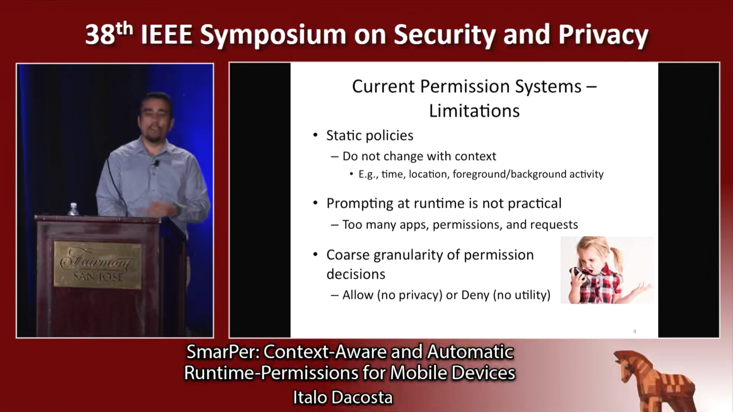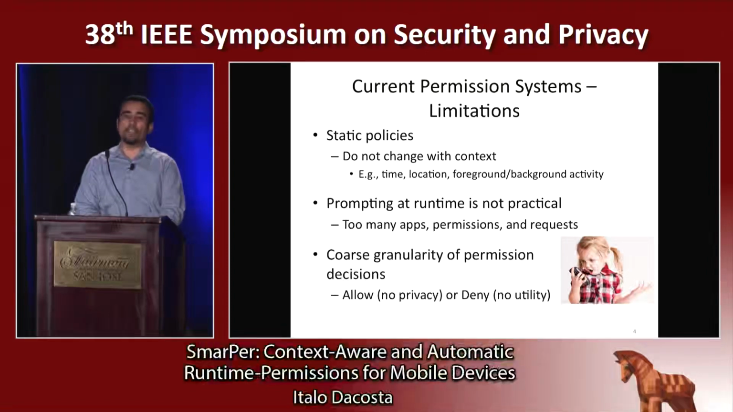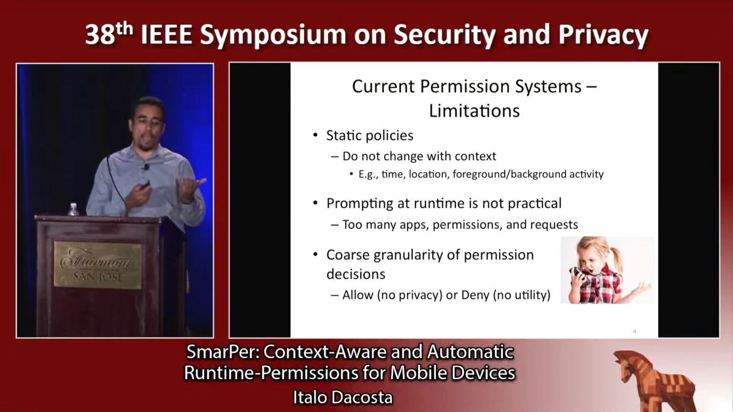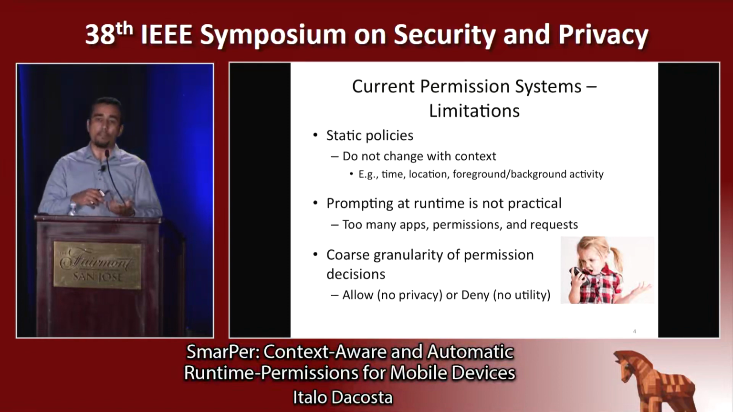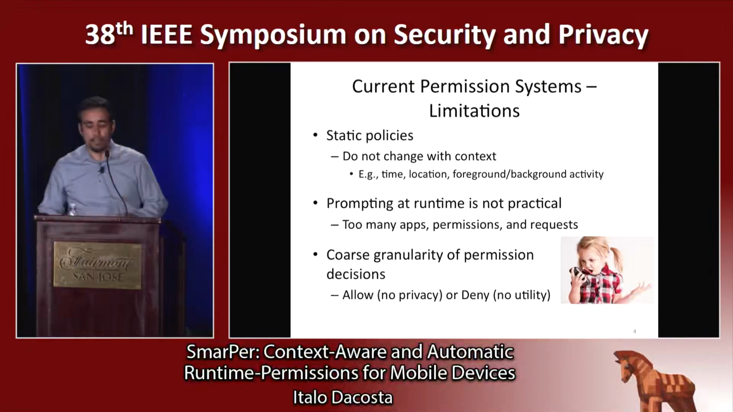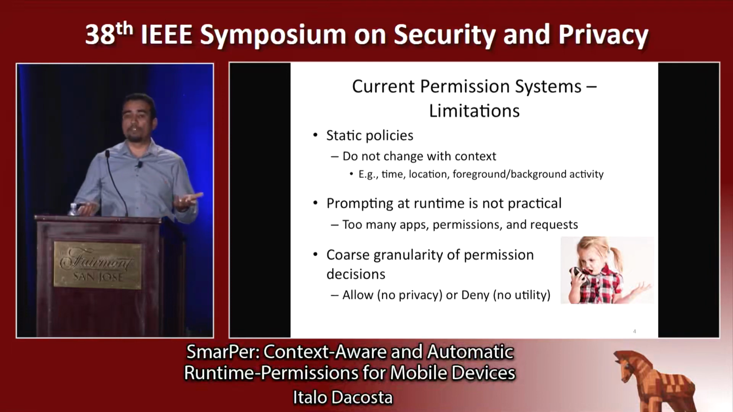And as we know, research has shown that user privacy decisions are context dependent. A user may be willing to share, for example, the location with an app if the user is actively using the app, but may not be willing to share the location if not using the app. This could be solved, for example, if we prompt the user every time there is a request for a sensitive resource, but we know this is not practical because we have too many apps.